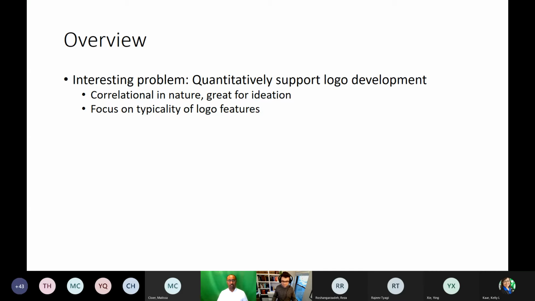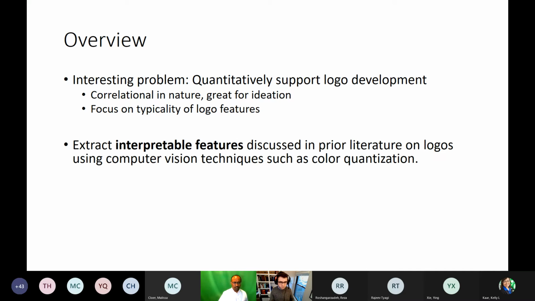It's correlational in nature. It's rooted in the current existing practice in the industry, obviously, but it's great for ideation. And I think the focus is on typicality of logo features, and that's an interesting idea to develop using some of these tools. So the process seems to be to extract interpretable features discussed in prior literature on logos. I thought this was amazingly comprehensively done in terms of the detail and attention paid to the very large literature, especially on the CB side, which tries to interpret different aspects of logos and to use computer vision techniques to translate that to something quantitative, which I think helped really build the story here.